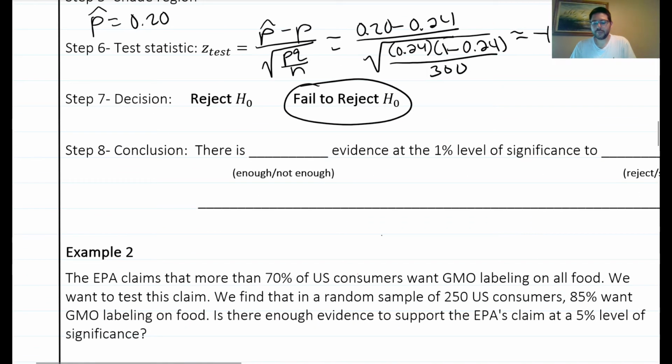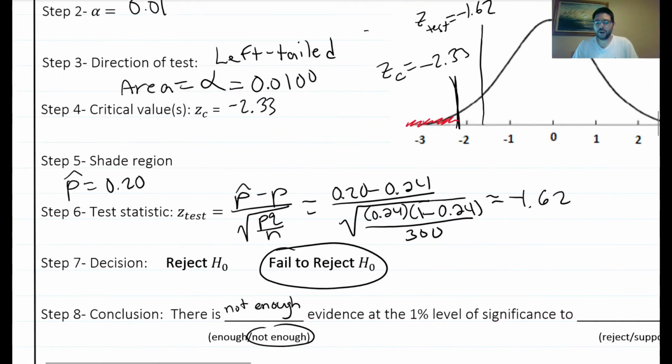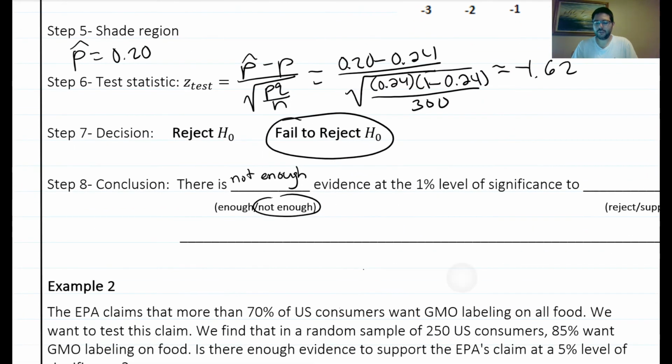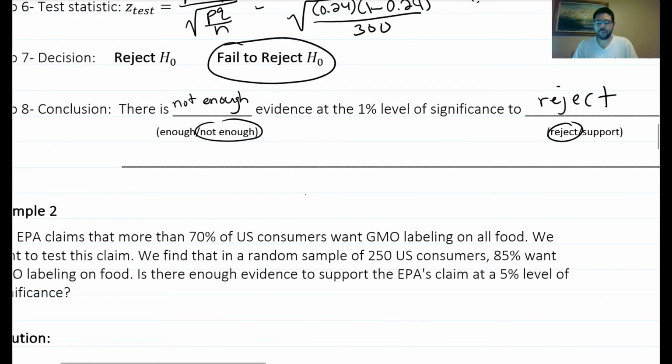So what do we conclude? So we conclude that there is not enough evidence at the 1% level of significance. And now we know that according to our first step, the claim actually belongs to our null hypothesis, so we're going to be using the word reject here. If it belonged to the H1, we would use the word support. So there is not enough evidence to actually reject the claim that, and then we're going to go ahead and write out the claim.